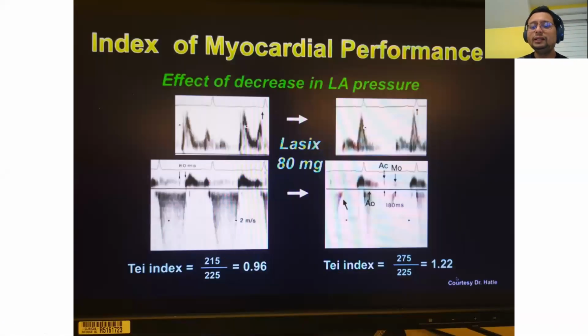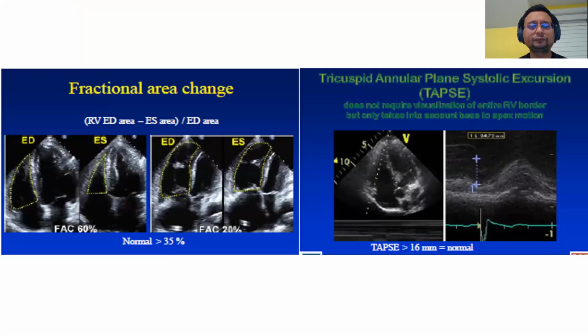So maybe your real T index is 0.96, is abnormal, okay? But when you give something to reduce the pressure, the T index actually goes higher, all right? So you have to be aware of this caveat. But most of the time, this wouldn't affect so much, so we can use T index.